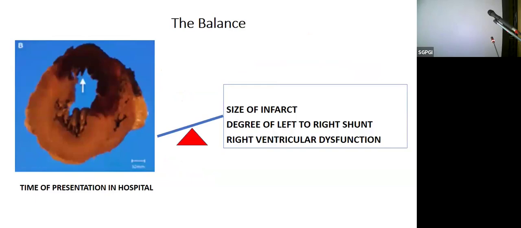So if I say the balance between the risk factors, the most important is the time of presentation of the patient in hospital. Why? Because as the shunt develops from left to right, the lungs will deteriorate. As the lungs deteriorate, the total perfusion to organs will deteriorate, as well as the right ventricle will start deteriorating. As the organ perfusion deteriorates with time, the overall recovery capacity of the patient will deteriorate.